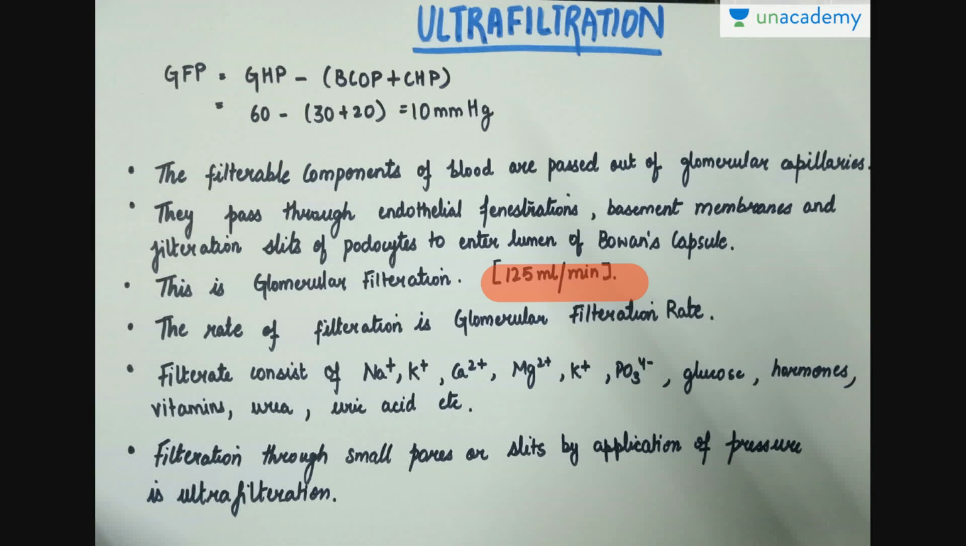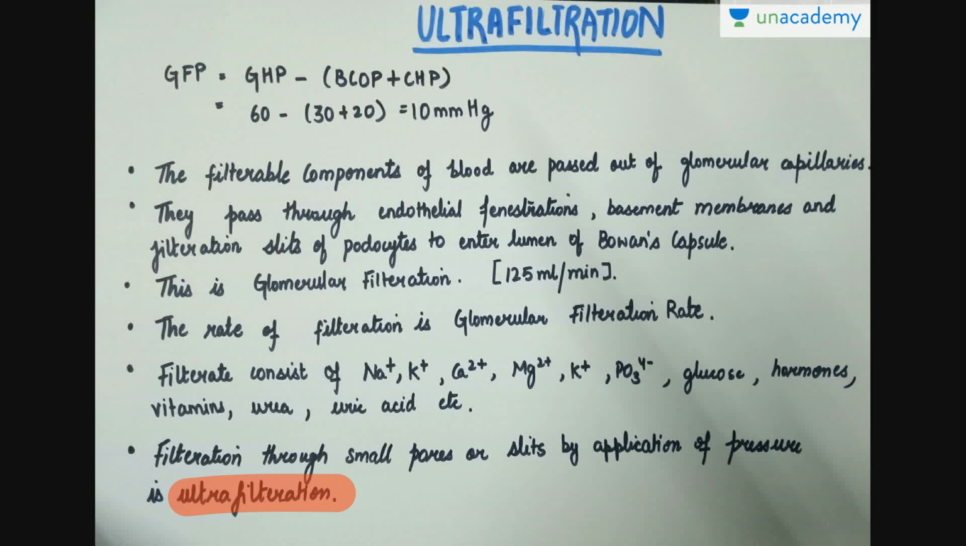Now the filtrate consists of sodium ions, potassium ions, calcium, magnesium, phosphate, glucose, other hormones, vitamins, urea and uric acid. So why is this process called ultrafiltration? Because there are very minute pores through which the filtration is occurring because of the application of a high pressure. That is why it is called ultrafiltration.